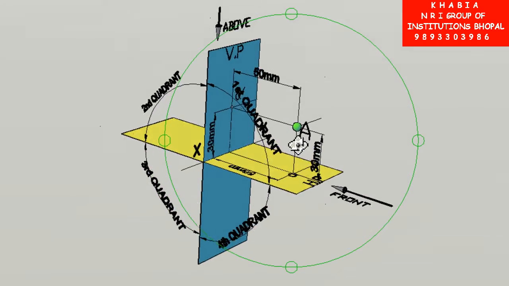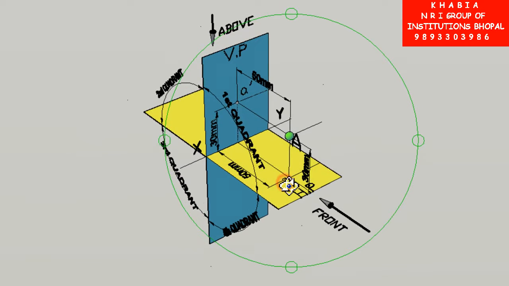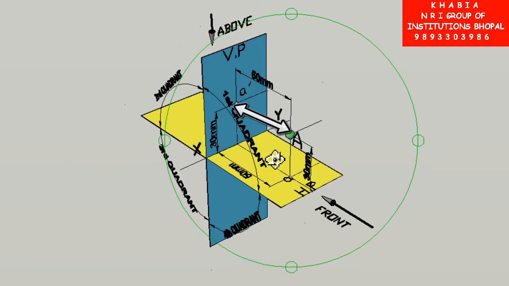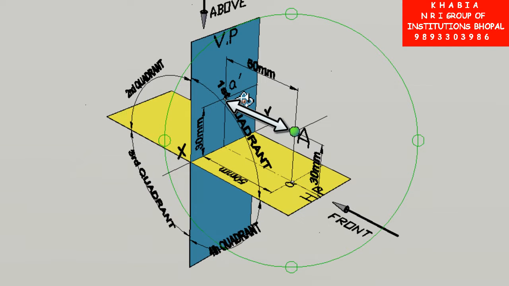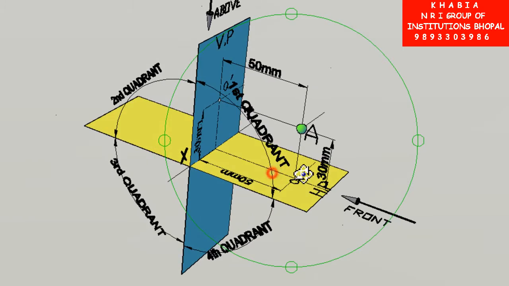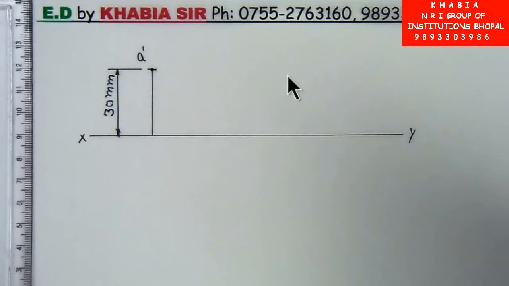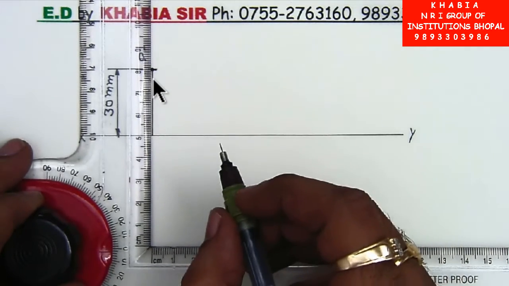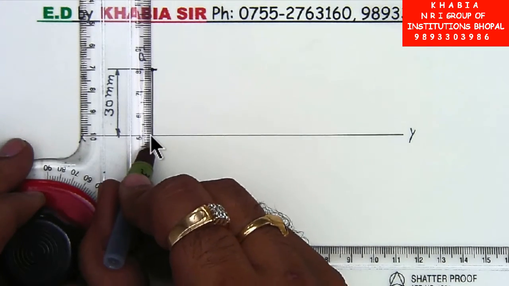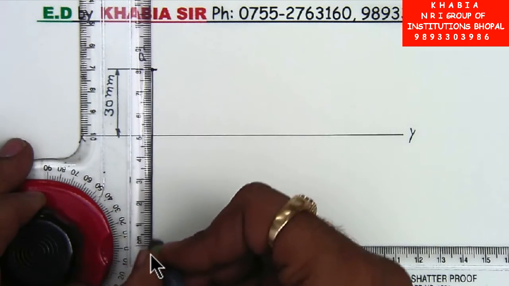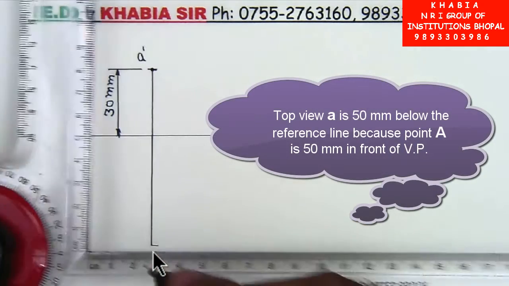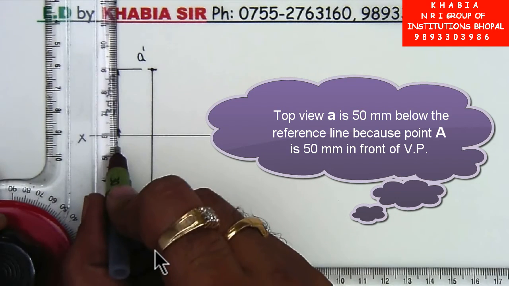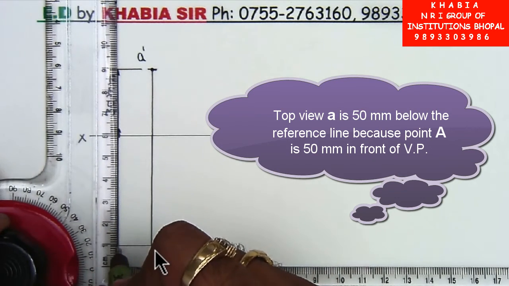Now we will make the top view of the point, and the concept is that the distance of the top view from the horizontal reference line will be equal to the distance of the point from VP, equal to 50 mm. To obtain the top view of the point, draw a projector from the front view A dash perpendicular to the reference line. The top view will be 50 mm below the reference line because in 3 dimensions point A was 50 mm in front of VP.